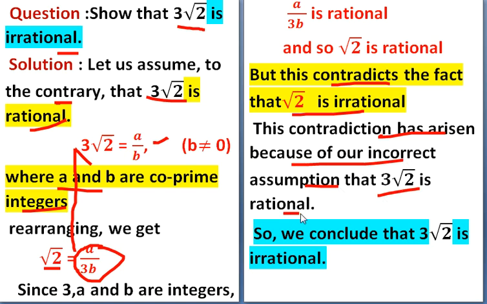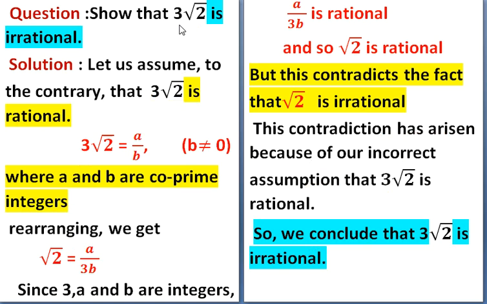3 root 2 is irrational. So this 3 root 2 will not be rational. So 3 root 2 is irrational.